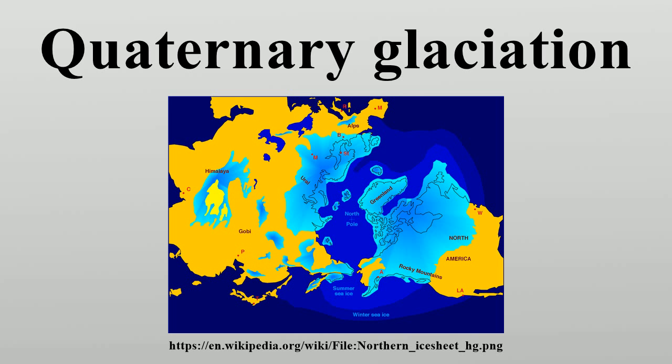Studies of deep-sea cores and the fossils contained in them indicate that the fluctuation of climate during the last few 100,000 years is remarkably close to that predicted by Milankovitch.